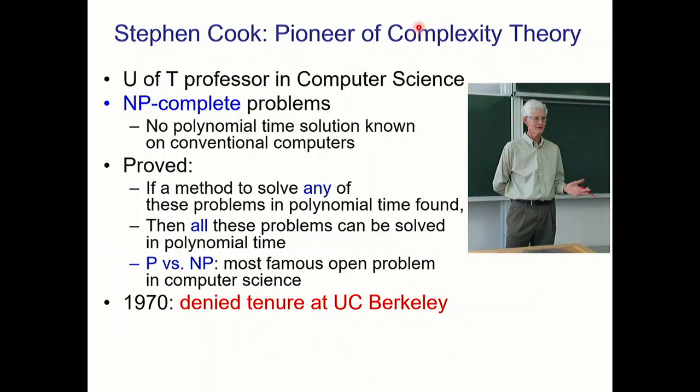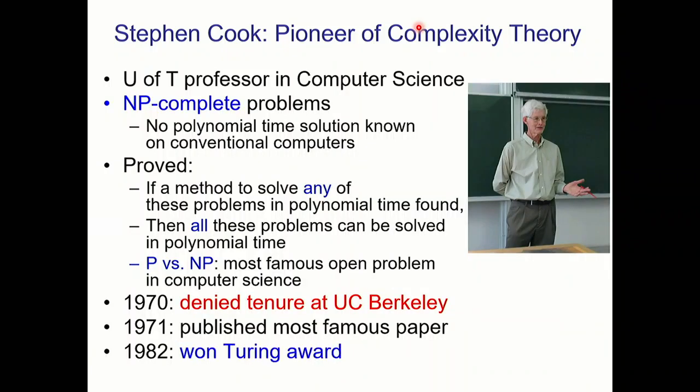So Stephen Cook, a very popular computer scientist, didn't actually get tenure at UC Berkeley in 1970. In 1971, he published this famous paper about the NP-complete problems. And then Berkeley actually tried to hire him back and he denied it. He came to U of T, and in 1982, he won the Turing Award, which is the highest prize in computer science. So yeah, sometimes you get rejected in certain areas, but it opens up a lot of other doors.